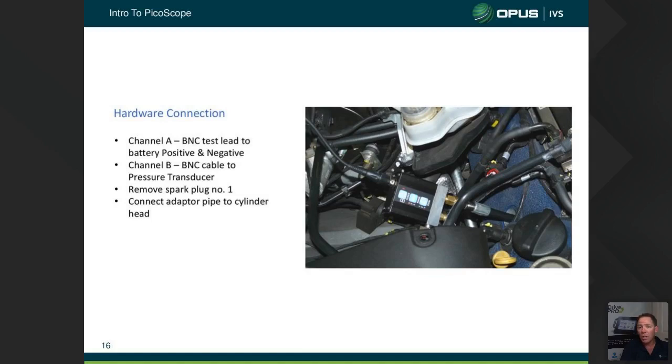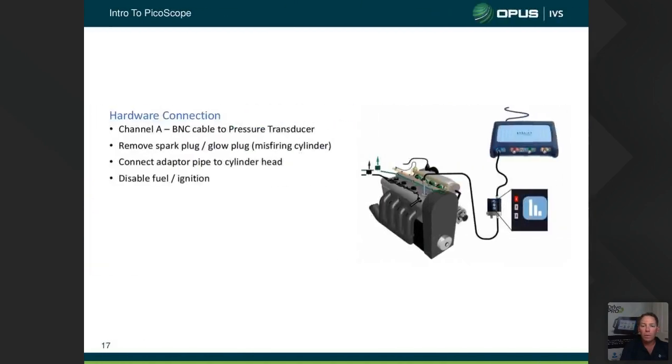Connection's nice and easy. Channel A, B and C test lead. Test lead to battery positive and negative, channel B, B and C, cable to pressure transducer. Pop out number 1 and put your adapter in there. Oh, that's our connection there. So they've gone to channel A with the pressure transducer. We've gone channel B and we're using A as a battery.